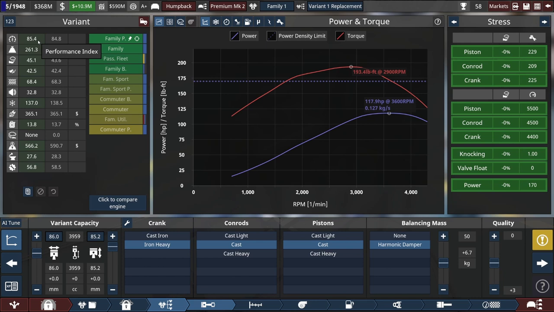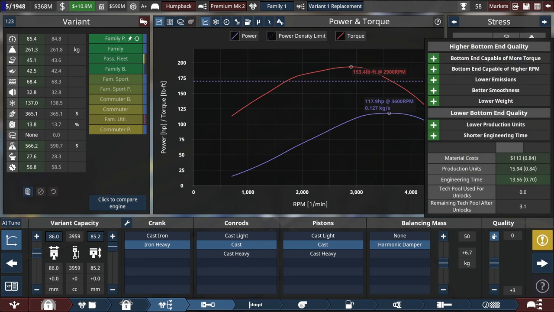And you can see already the stats are slightly better, even though we haven't changed anything. That's because the design year has become newer, so everything we put into the car improves. We also see this here, the Quality Slayer. I was talking about the tech pool, right? It says we have 3.1 remaining tech pool after unlocks.